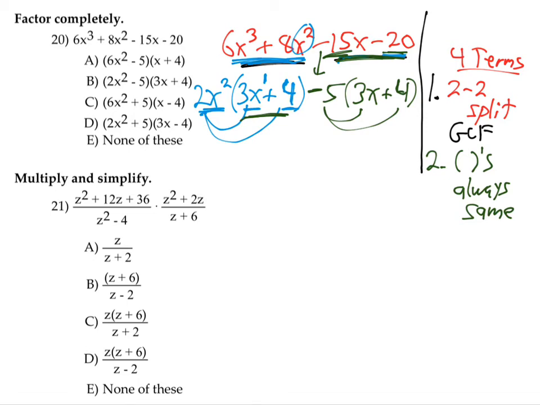You can totally write this on your 4x6 card. Put an example of one of these on there. There'll be one just like this, a 4-termer. There'll be one 4-term factoring problem with different numbers. It won't be number 20. It'll be all mixed up. But there will be one 4-term factoring problem. So when you get to it, if you have the 4-term note written on your card, then you'll go, 2-2 split, take out the GCF, parentheses are always the same. So then the parentheses match.